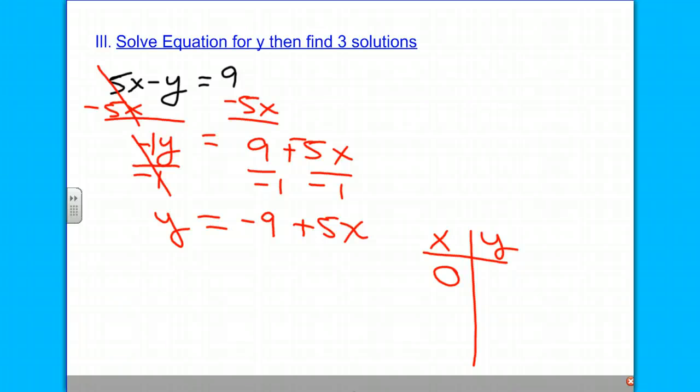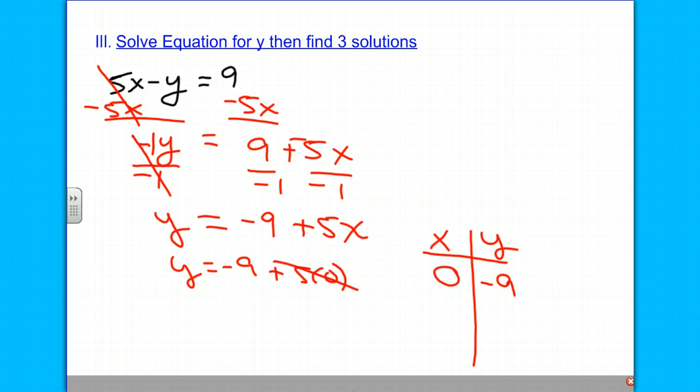When you plug 0 in, we have y equals negative 9 plus 5 times 0. And 5 times 0 is 0. So y equals negative 9. When you plug in 0, it wipes out that whole 5, doesn't it?